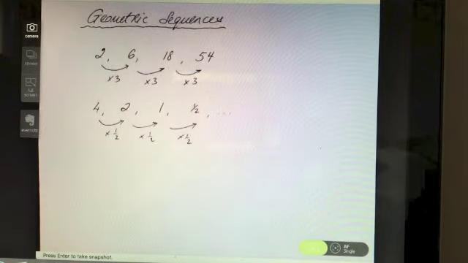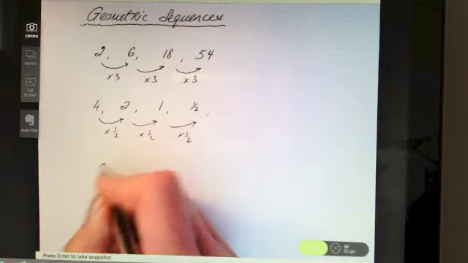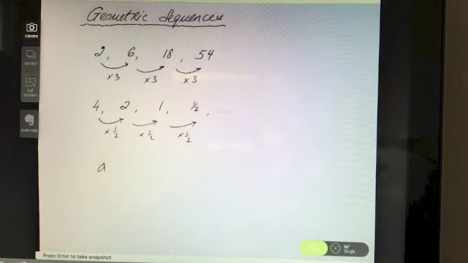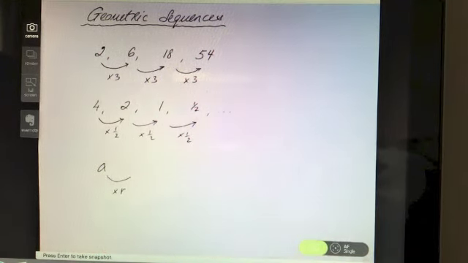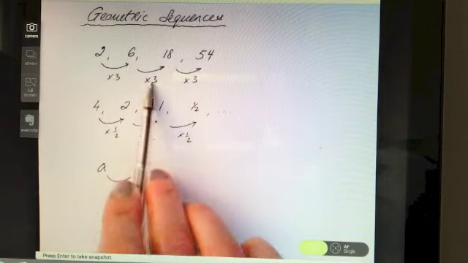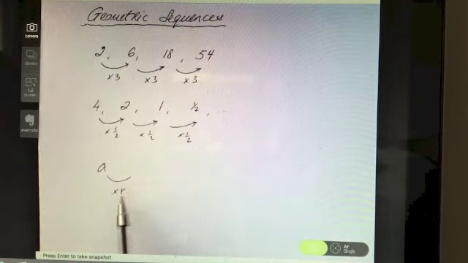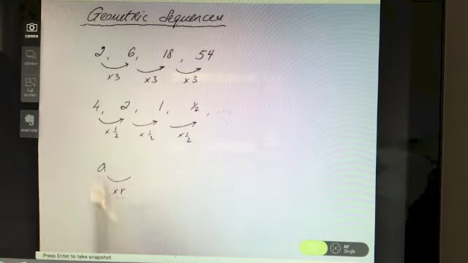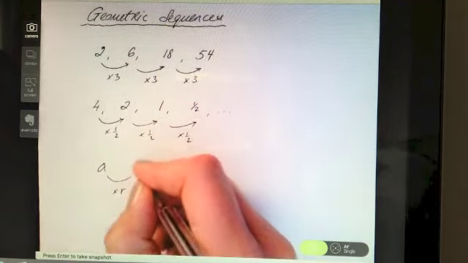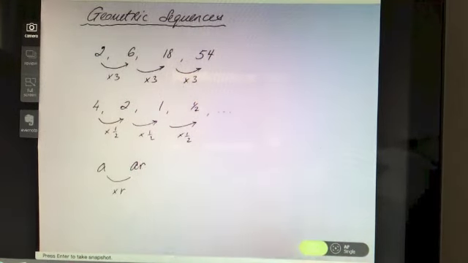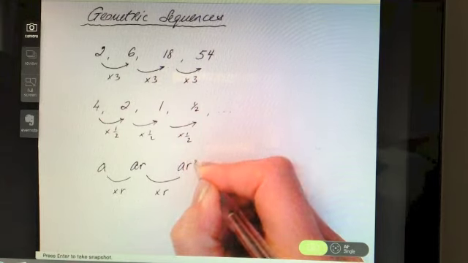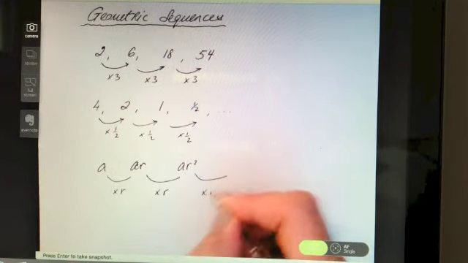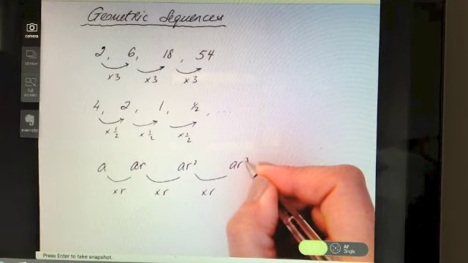Okay, so in its most general form, if we remember, a of course is our first term. This time we're multiplying by something, so we're going to call it r, the common ratio, because it is the same thing that we are multiplying by each time. So your first term is a, that means your next term would be a times r, ar. And of course, if you multiply by r again, you're going to get a times r squared. And if you multiply by r again, you're going to get a times r cubed.